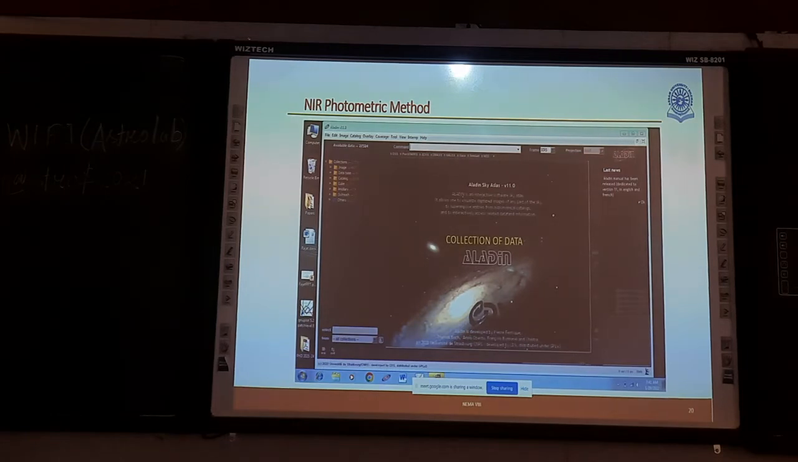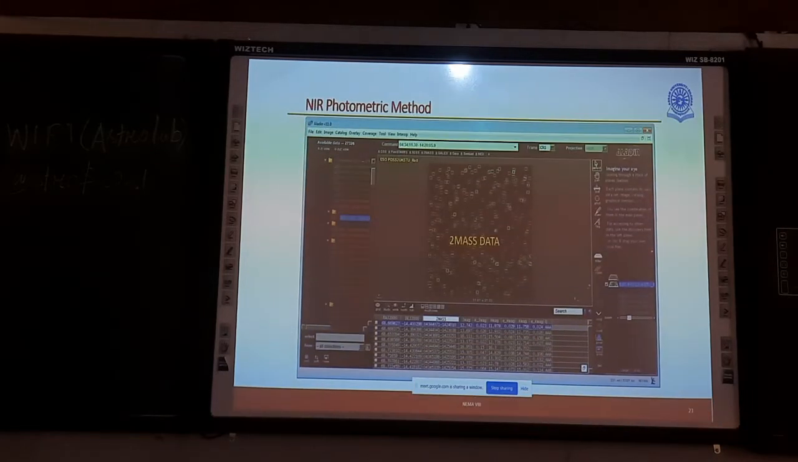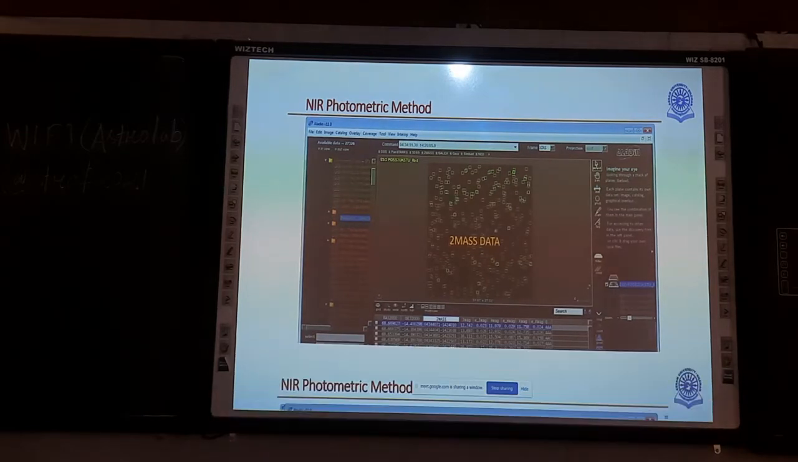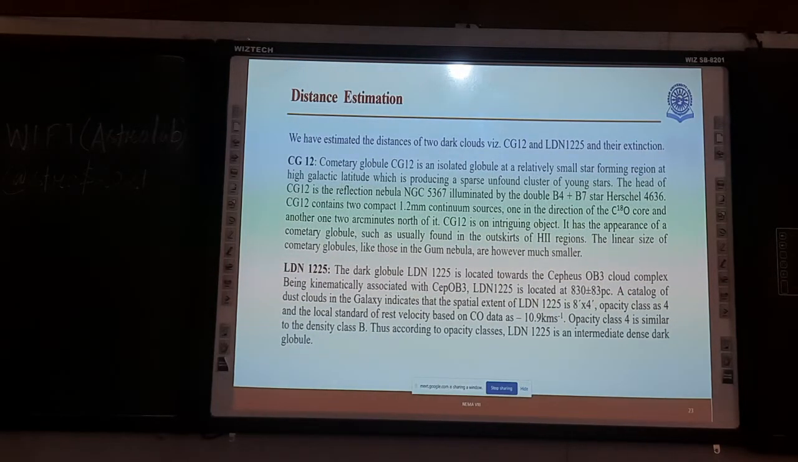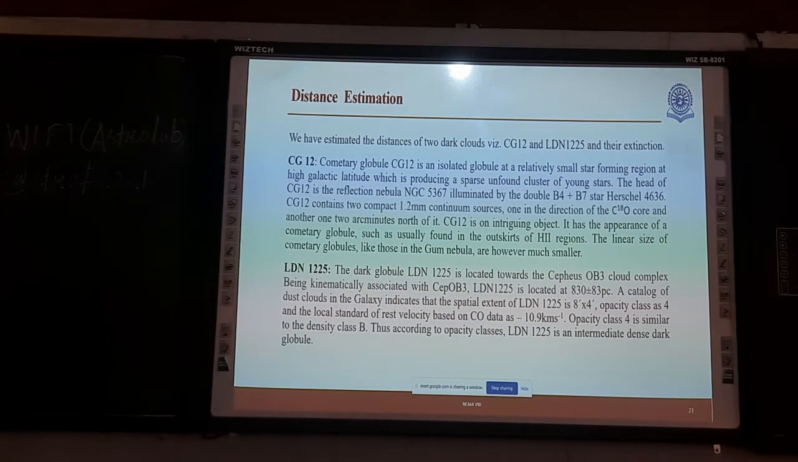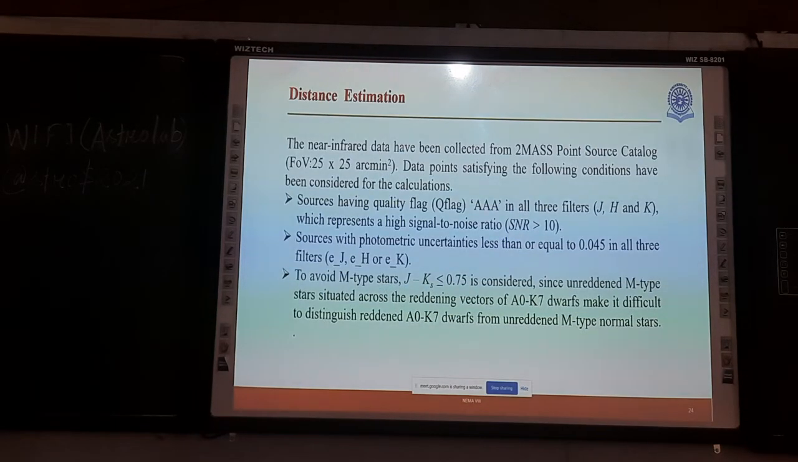And this is the Aladin software, this is the 2MASS data. We have used this photometric method, and this is the data we have calculated. And this is basically CG12. What is CG12? This is basically a cometary globule, CG12, an isolated globule, and relatively small star forming regions of high galactic latitude. And LDN12 is also a dark globule and isolated towards the Cepheus Orbit cloud. And this is the condition that I have adopted for estimating the JHK value and the parallax.